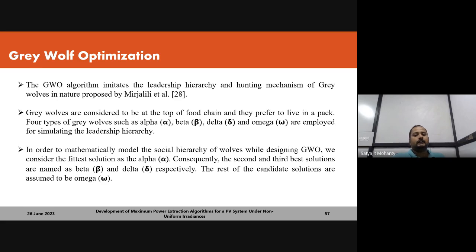So we have alpha, beta, delta, omega. These are the 4 different types of wolf. Amongst these, alpha is the best one. Okay, it is followed by the beta and delta. And the rest, who are left in the pack, are known as omega. So we can say alpha is the leader.